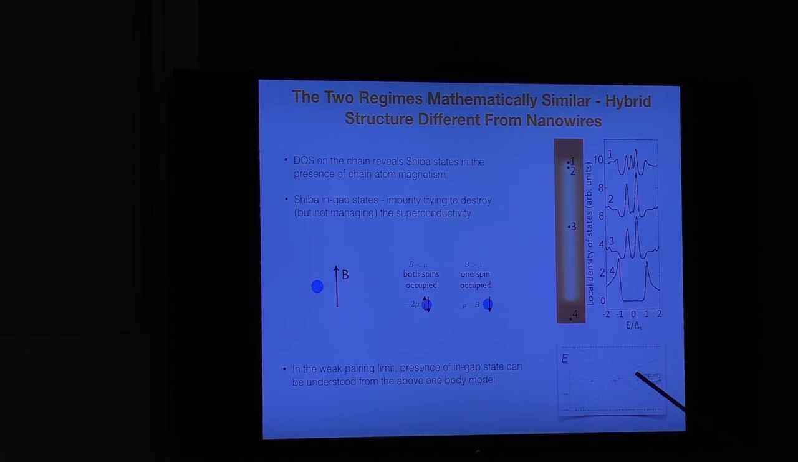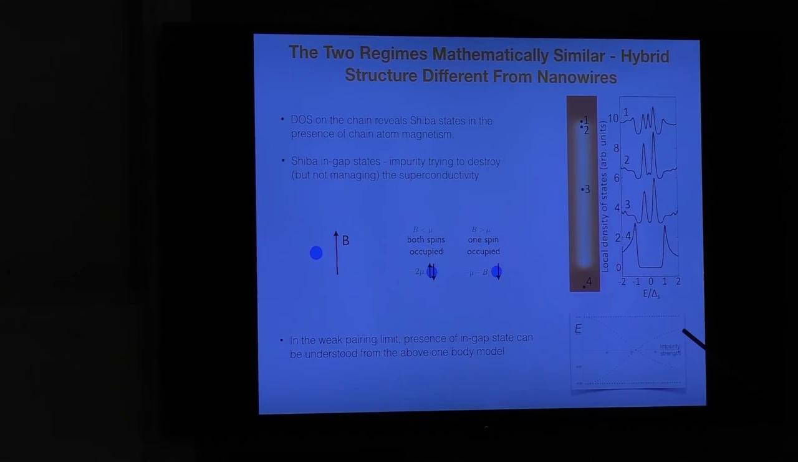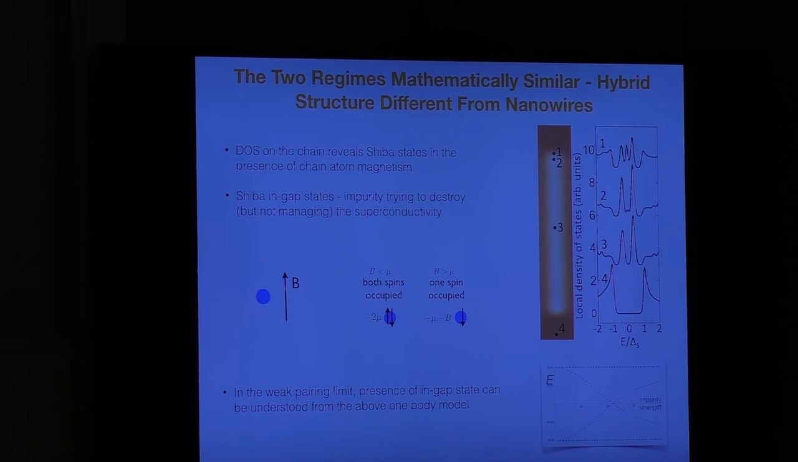But now if my superconductor has a gap, and since I've added just one impurity at one point, then there must be in-gap states. The states that cross have to be in-gap. This is the gap of the superconductor here. The states that cross, which have to cross because I know that if I crank up B, I go from even to odd, must be in-gap states, and those are called Shiba states. So magnetic impurities have Shiba states associated to them.